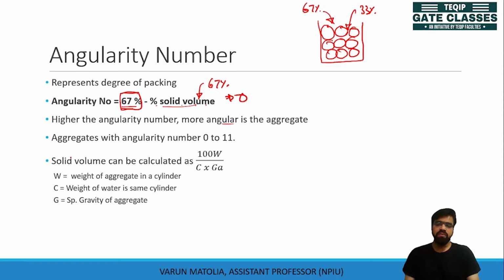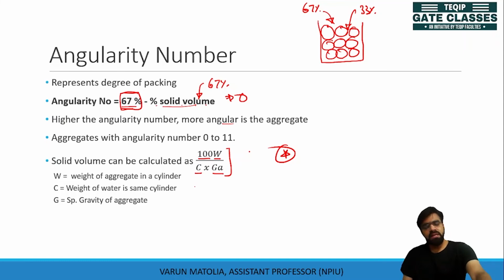The solid volume can be calculated as 100 multiplied by weight of aggregate in a cylinder divided by weight of water in the same cylinder and divided by specific gravity of the aggregate. So you may find a short numerical, 1 mark numerical on this formula. This is angularity number.